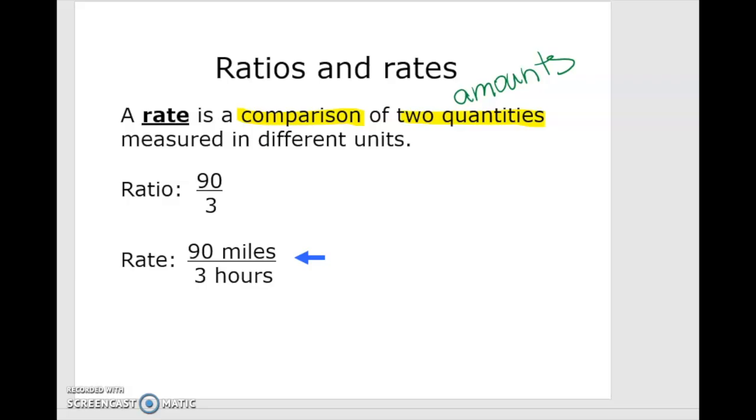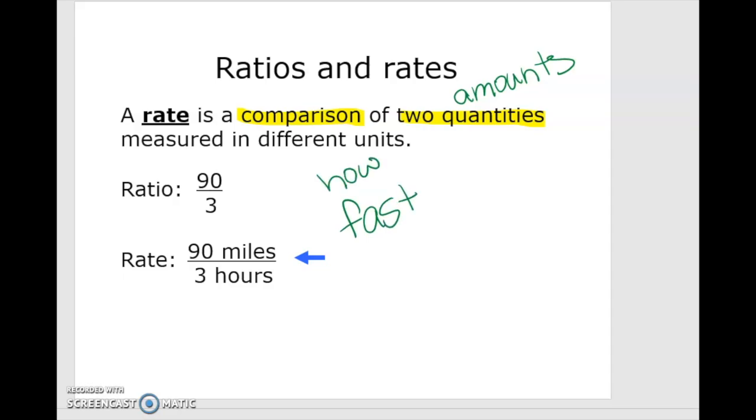And so a rate is where the units are different. So in a ratio, we might be comparing 90 to 3. So that might be something like there were 90 people to 3 cars or something like that. A rate has a little bit more specific units. The units are going to usually tell us how fast something is happening.